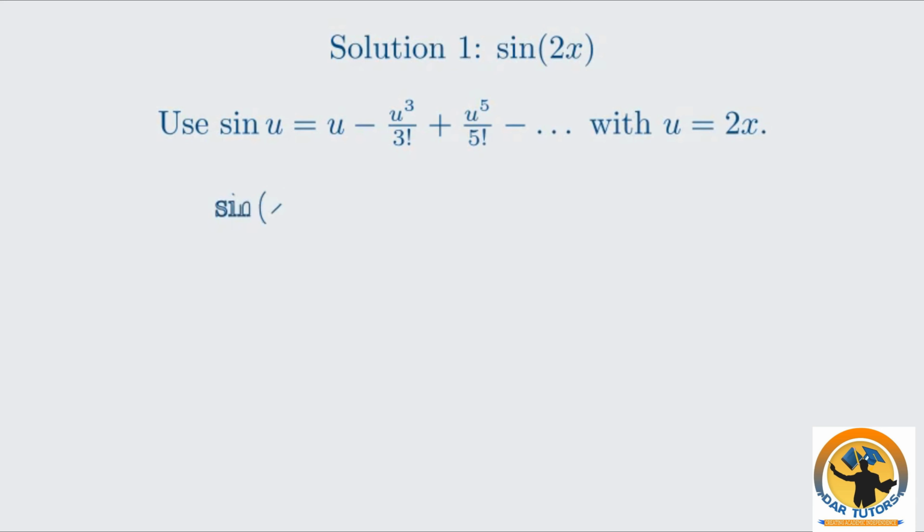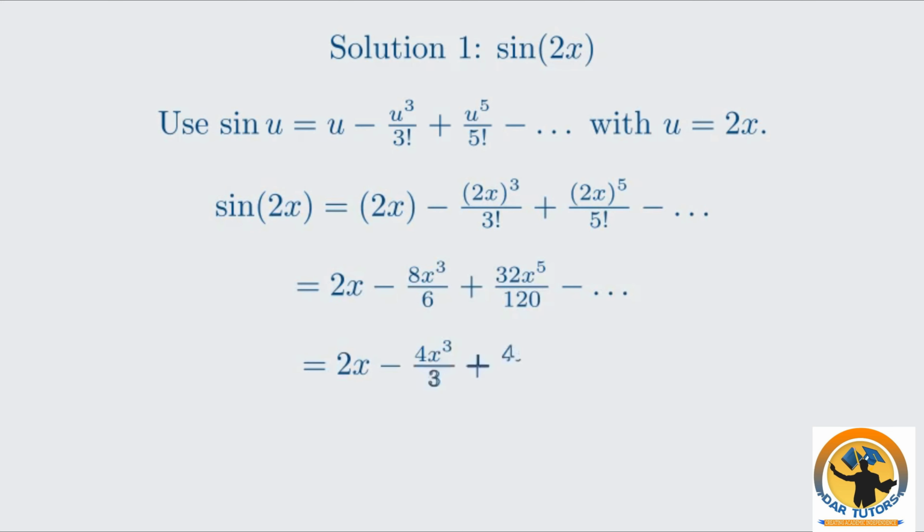For question 1, we use substitution. We take the series for sin u and substitute 2x for u. This gives us 2x minus 8x cubed over 3 factorial plus 32x to the 5th over 5 factorial, and so on.